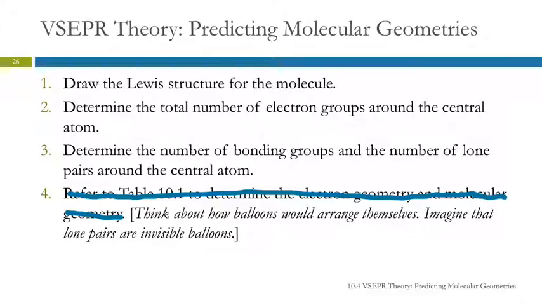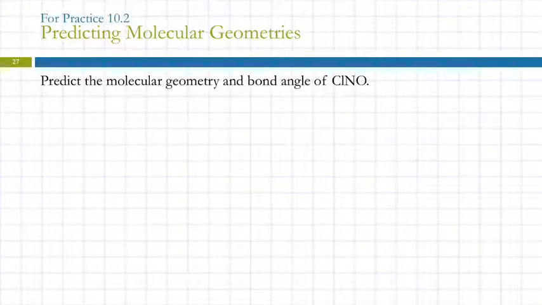Think about how balloons would arrange themselves. Your number of electron groups is the number of balloons. Remember this thing that I made with the balloons. Then imagine that any of the lone pairs are invisible balloons, and the molecular geometry is describing the ones that you can see. So let's practice. Predict the molecular geometry and bond angle of ClNO.